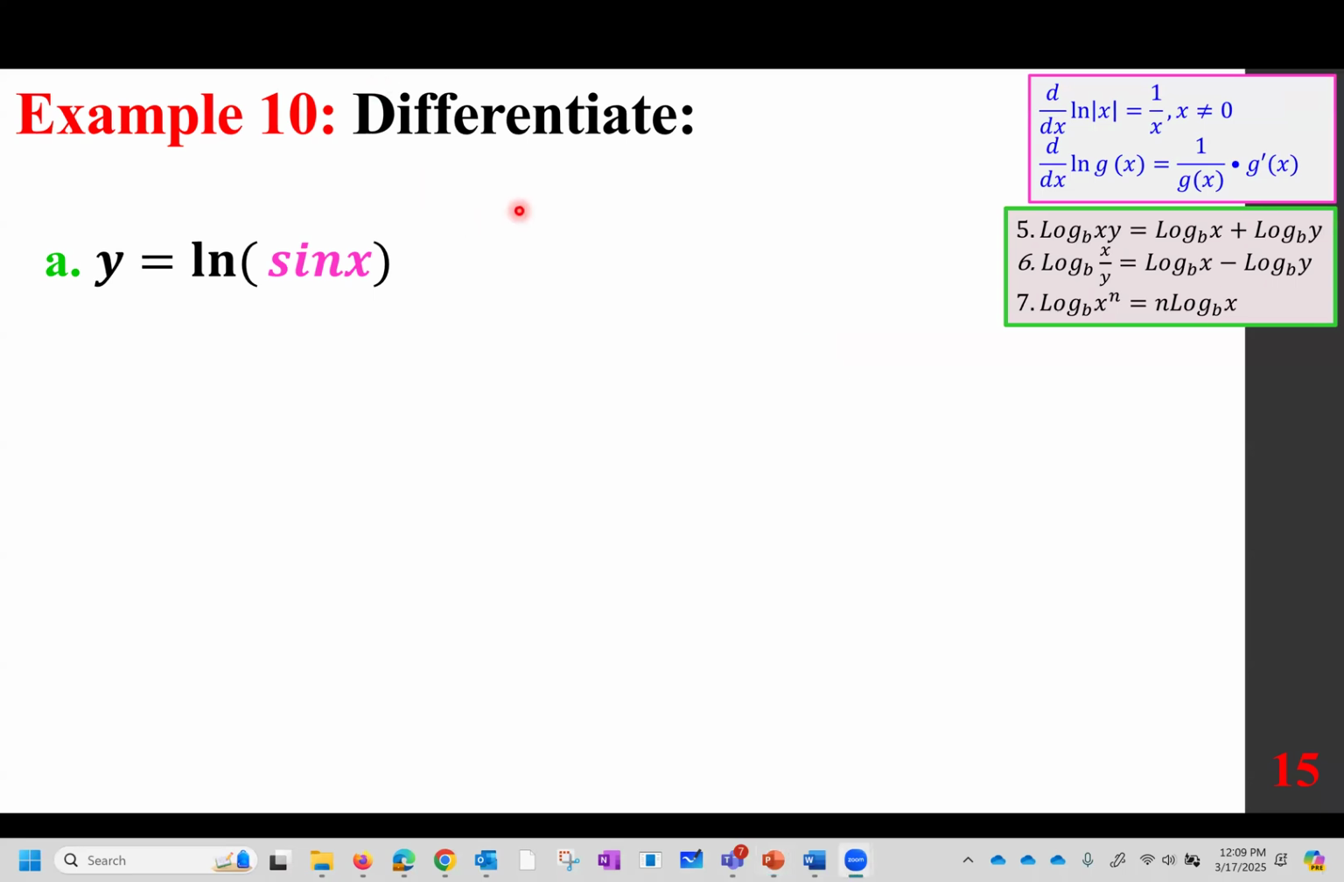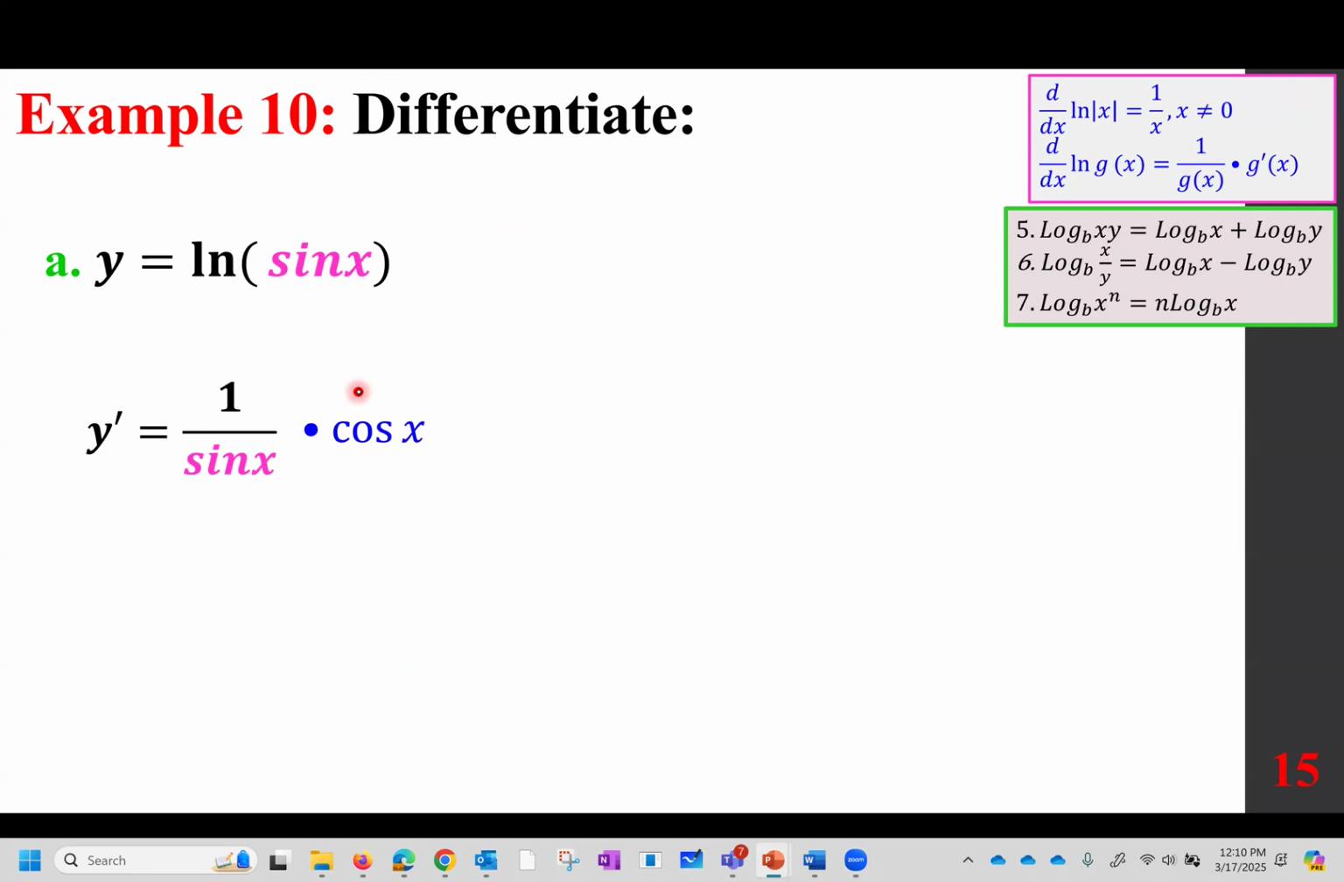Y equals ln of sine x. There's nothing to decompose, so flip this over. By the chain rule, we need the derivative of the argument, that means the derivative of sine, which is cosine x.